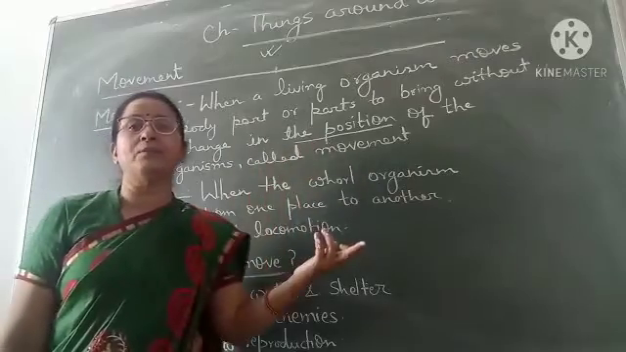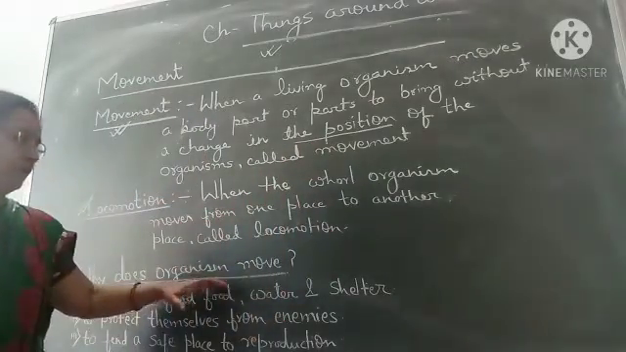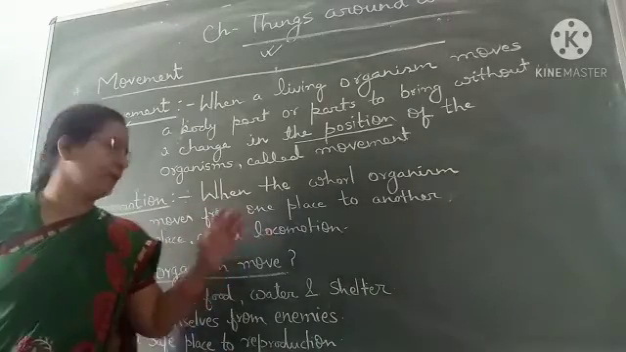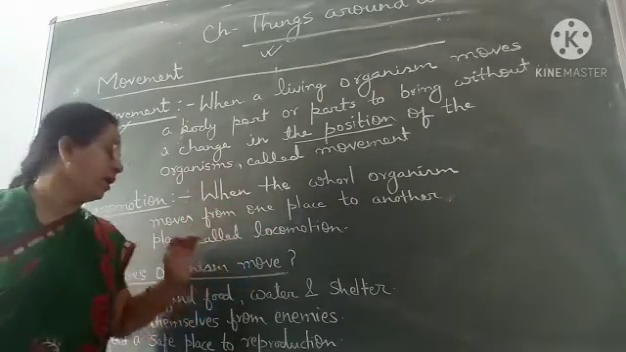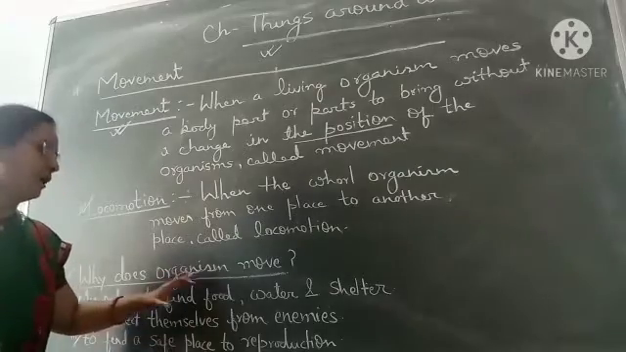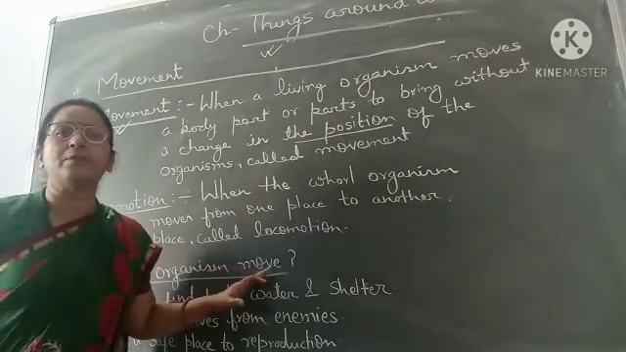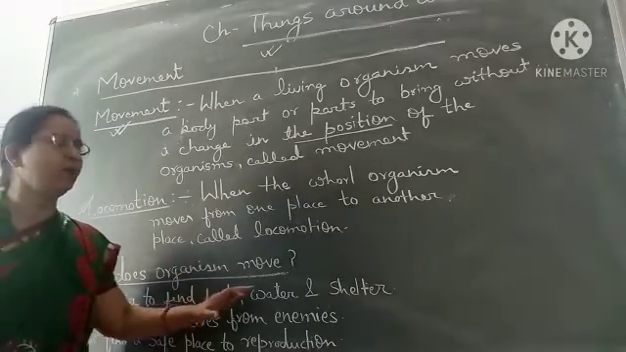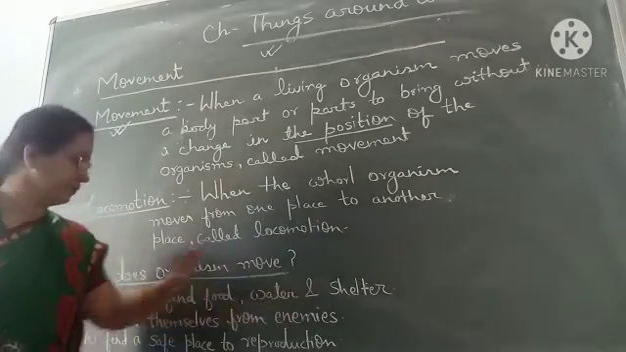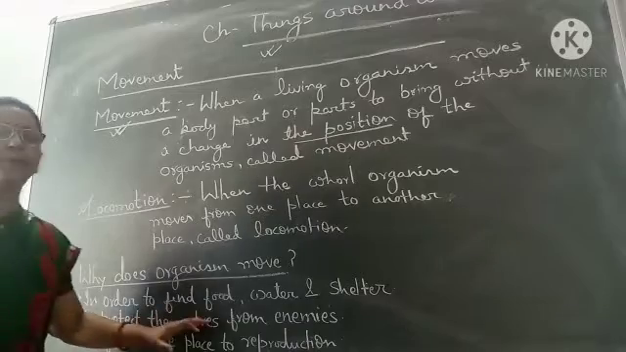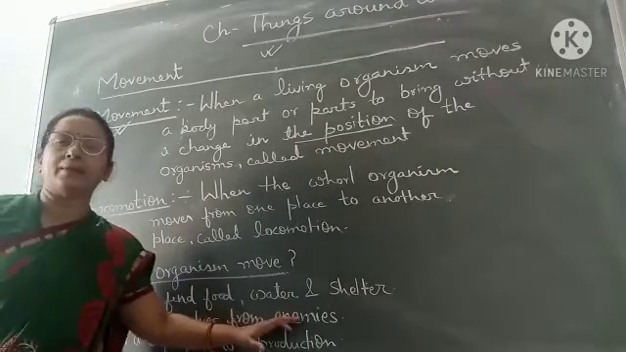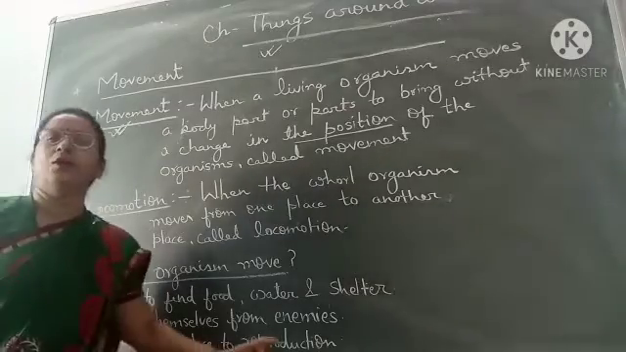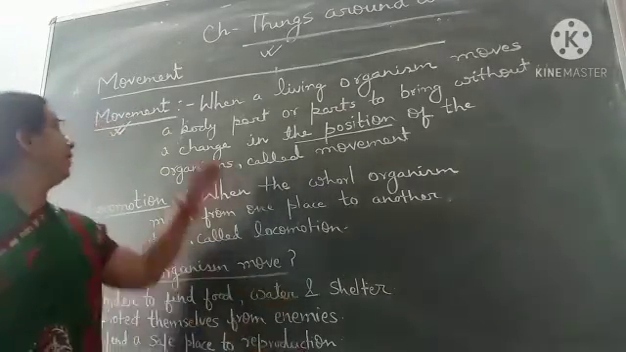Then why do animals move? Here 3 points are written. There are lots of points, but among all, 3 points are given. Animals or organisms mainly move in order to find food, water and shelter. Second, to protect themselves from enemies. Third, to find a safe place for reproduction.